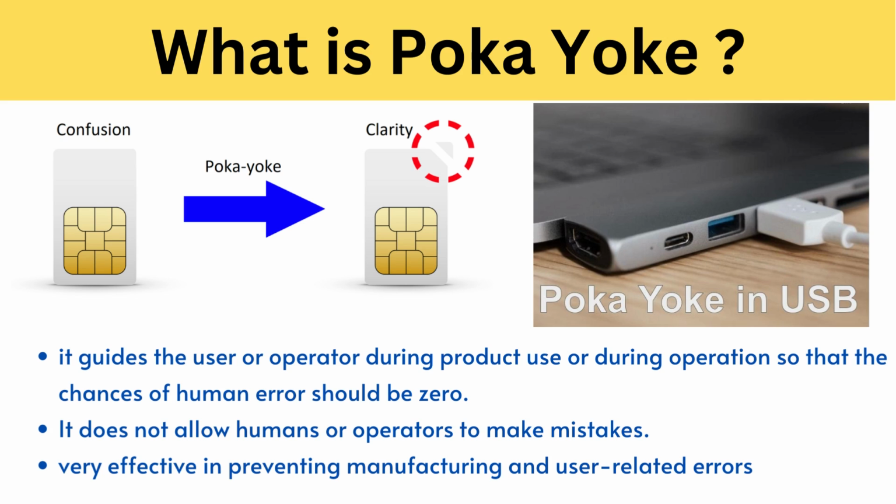And how does this tool work? In the design stage itself, we identify the root of the problem, and after that we adopt the solution on the product and ensure that errors or mistakes do not occur during manufacturing or during product use. In the design stage only we identify the possible problems and work on them, and we design features in the product in such a way that mistakes or errors should not occur during manufacturing or product use. So this is overall about Poka Yoke.